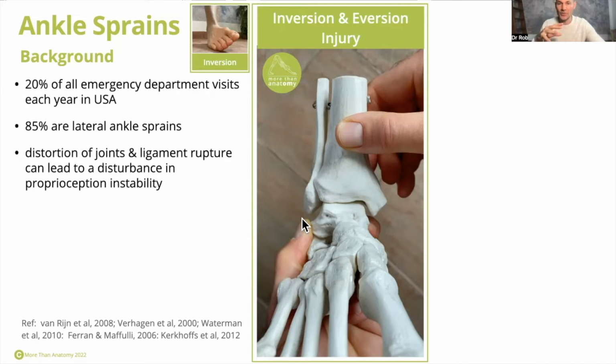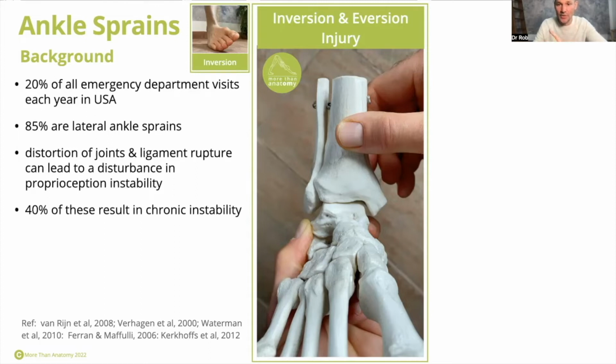It means that every time the individual might take a step, they don't feel quite sure of their footing. Their balance may be compromised because their brain is trying to figure out what's going on, but it's not getting quality information. And this is one of the biggest things that we have to try and overcome, both in the short term and the long term.